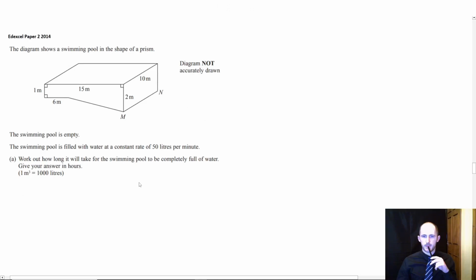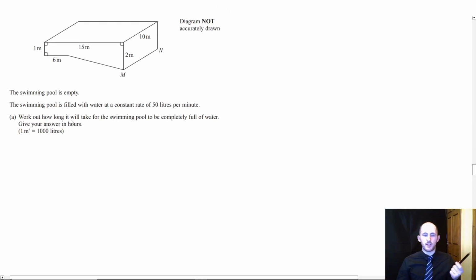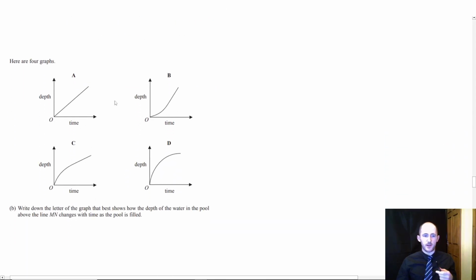Good. Now here was one that was a bit funny. You might notice that the first question isn't actually a graph question. It's not a graph question, but there is a graph bit afterwards, I promise.